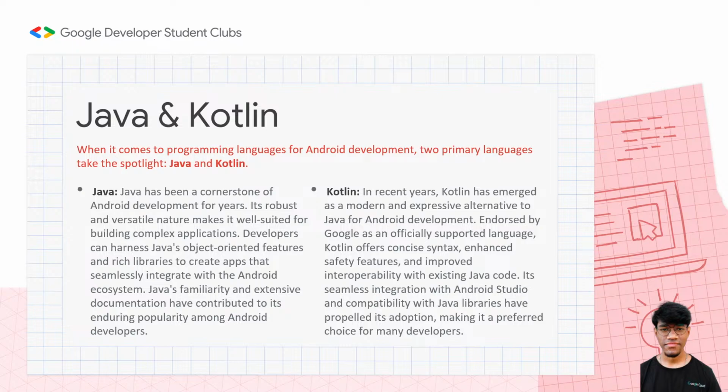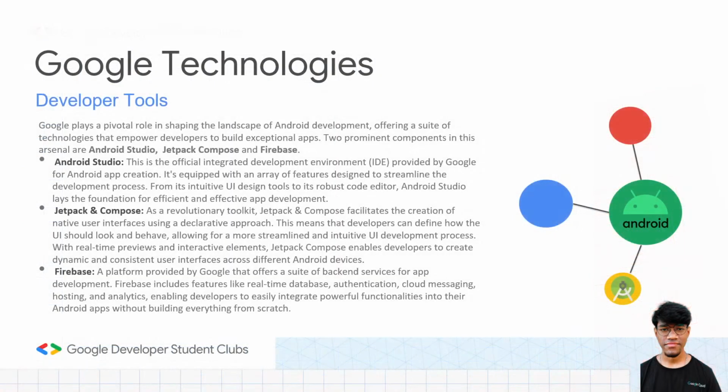Kotlin's concise syntax, enhanced safety features, and improved handling of existing Java code help us with seamless integration with Android Studio and compatibility with Java libraries. Most of the technologies which Google provides for app development are divided into three parts. First is the IDE part, then we have the backend part, and the UI part.